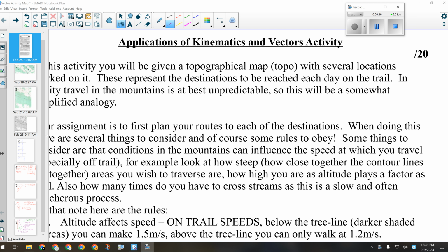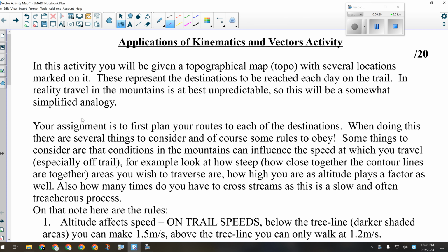Okay, so overall, we're trying to plan a route between some locations that I will have marked on the maps that you will get. The first thing you want to do is plan your routes. Just draw how you're going to walk from A to B, or from 1 to 2, and then from 2 to 3, and then from 3 to 4. Okay, plan that out. Now, you do have to take a few things into consideration when you're planning your route.